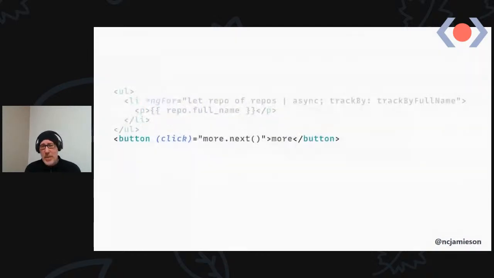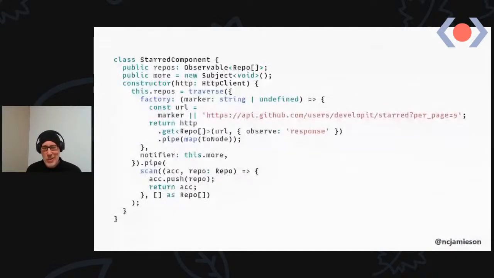And beneath that, we're going to have a button. The button's not going to do very much. It's going to have a click handler that's just going to next a subject, and that's going to be our notification. So when this shows up in the user interface, you'll be able to press the button, say, I want some more repos, press it again, more repos. Now, the component looks like this.